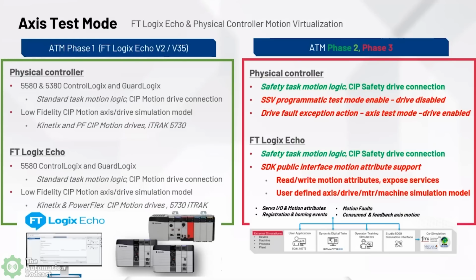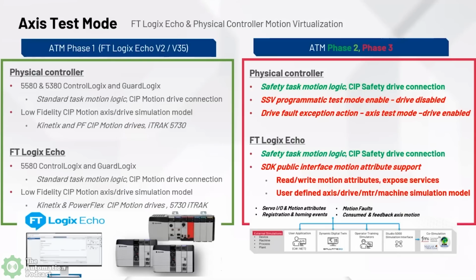As I had said before, for Echo, 5580 standard and safety controllers are supported, but only for the standard task. This is where we are now for when v35 and R2 of Echo are released. As we move into phase 2 and future releases of access test mode, both the physical and emulated controllers are going to be able to support safety task motion logic. In the physical controller, the typical SSB will be used to enable the test mode for safe safety drive connections. And for FactoryTalk Echo, the SDK interface will have the read and write motion attributes.